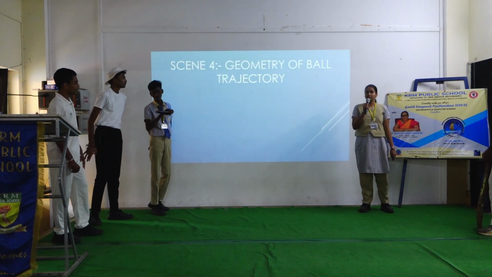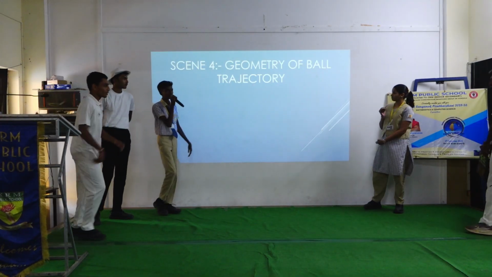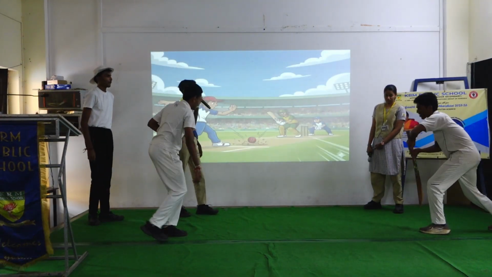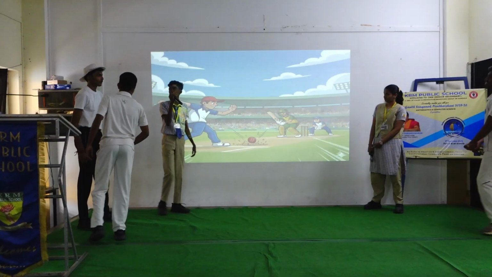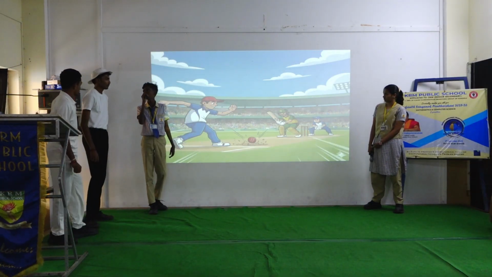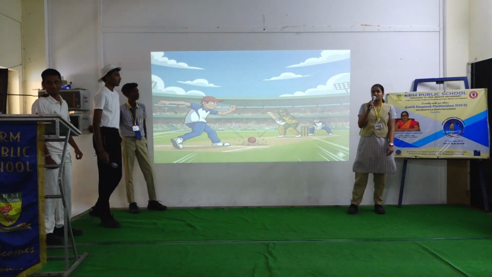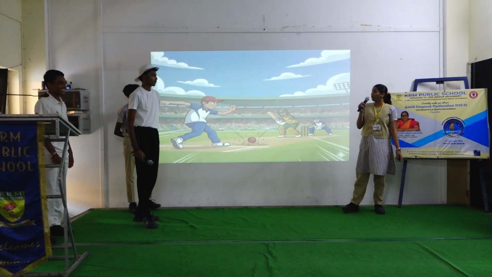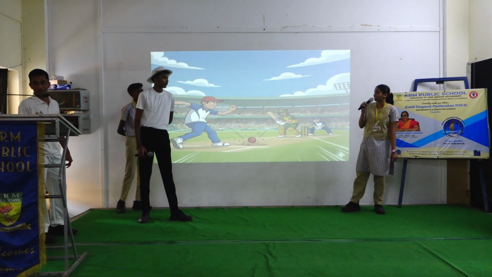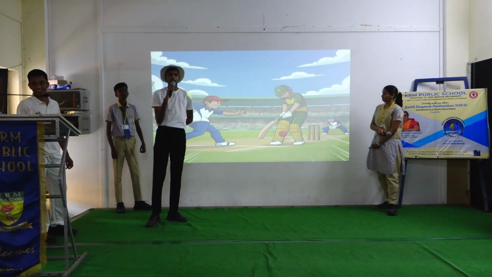Scene 4, geometry of ball trajectory. The bowler bowls the ball, the batter misses it and it touches the pad. The bowler appeals for an out, the decision is with the umpire. Bowling action resembles the shape of a parabola. What other mathematical concepts can be seen here? Yes, it is the shape of a parabola.